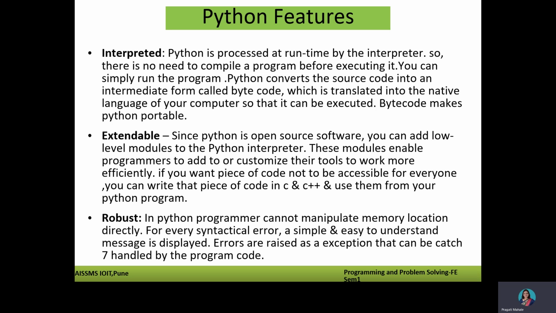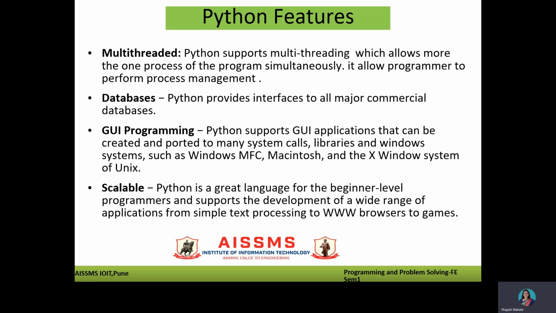Last is robustness. Robustness is a very important feature of Python. In Python, a programmer cannot manipulate memory locations directly. So there are fewer chances of having errors in handling the memory addresses or the memory locations. Then multi-threaded. Python supports multi-threading. That means it can process multiple processes simultaneously.